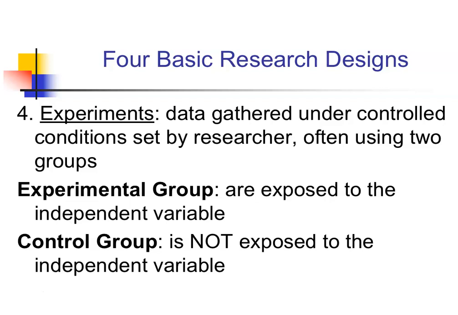When we're doing a true experiment and it's looking for that quantitative data, you're going to have an experimental group and a control group. The control group is the group that's not exposed to the independent variable. An experimental group is the group that is exposed to the independent variable.